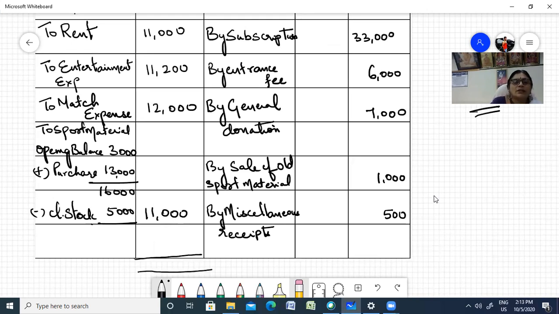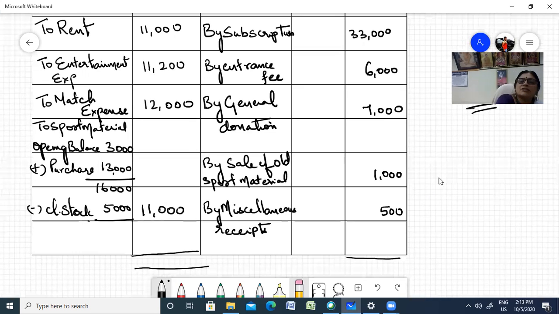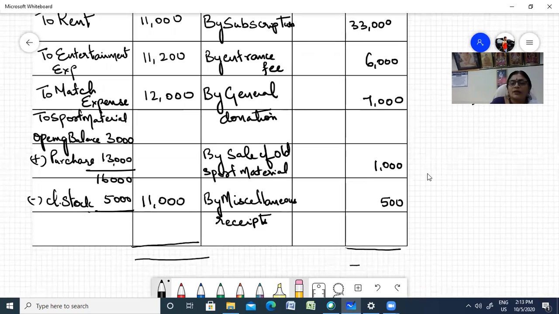So 10, 20, 30, 40, 41, 42, 43, 44, 45. So you have 45. So you have 11,000, 12,000. Okay. Now let us see this side. Let us total our credit side and see which side is more. Okay. This side, 40, 46, 47, 47,500. So we have our credit side more than the debit side. So 47,500. Fine. So this is our total.